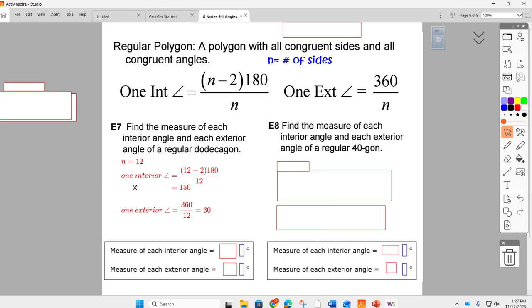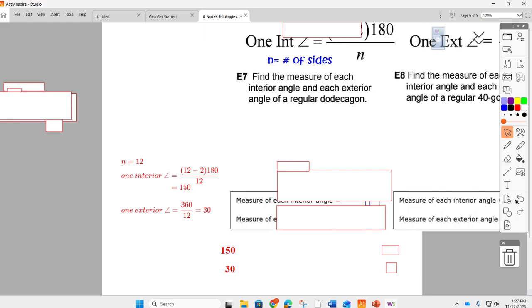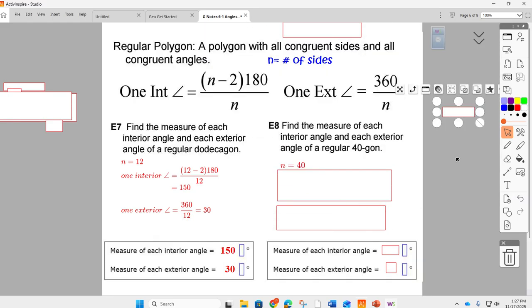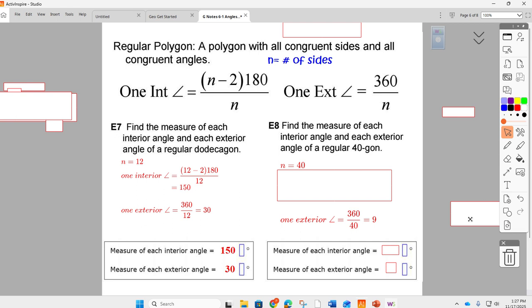Let's do the exterior angle first here. So you're going to have to type it in. That's what it looks like on your assignment. Find the measure of each interior angle and each exterior angle of a regular 40-gon. What is n? 40. Let's do the exterior angle first then. How do we find the measure of one exterior angle of a regular 40-gon? Exterior, 360 divided by 40, right? So now it's 9.